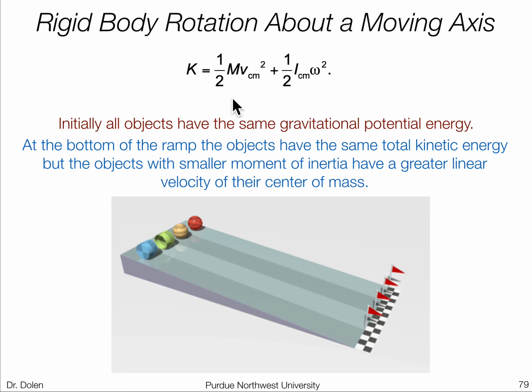All of these objects have the same initial gravitational potential energy. We know the initial energy of the system. It's mgh for each of these. Right? At the bottom, they have zero gravitational potential energy. It's all kinetic. We have to take both the translational kinetic energy and the rotational kinetic energy into account to, again, determine which wheel is going to get to the bottom first and which wheel is going to have the biggest velocity at the bottom.